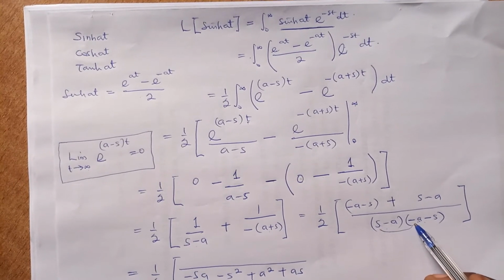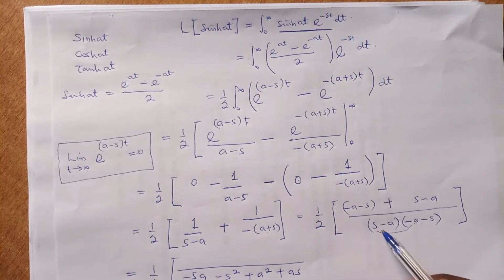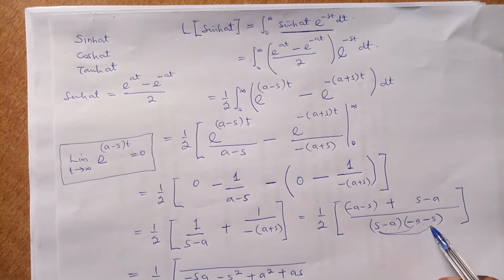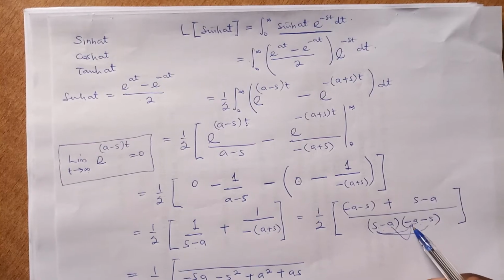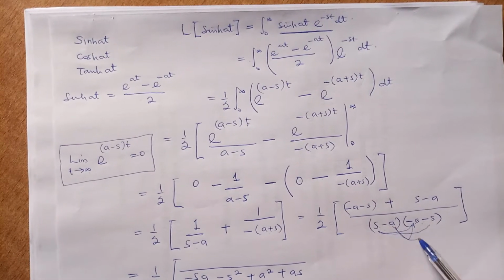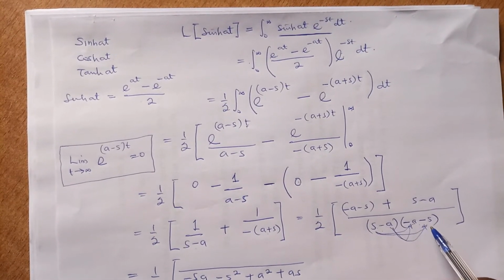This and this will give us the first, that is minus sa. This and this, that's minus s squared. Then this and this, that is plus a squared. And this, that's plus ax.